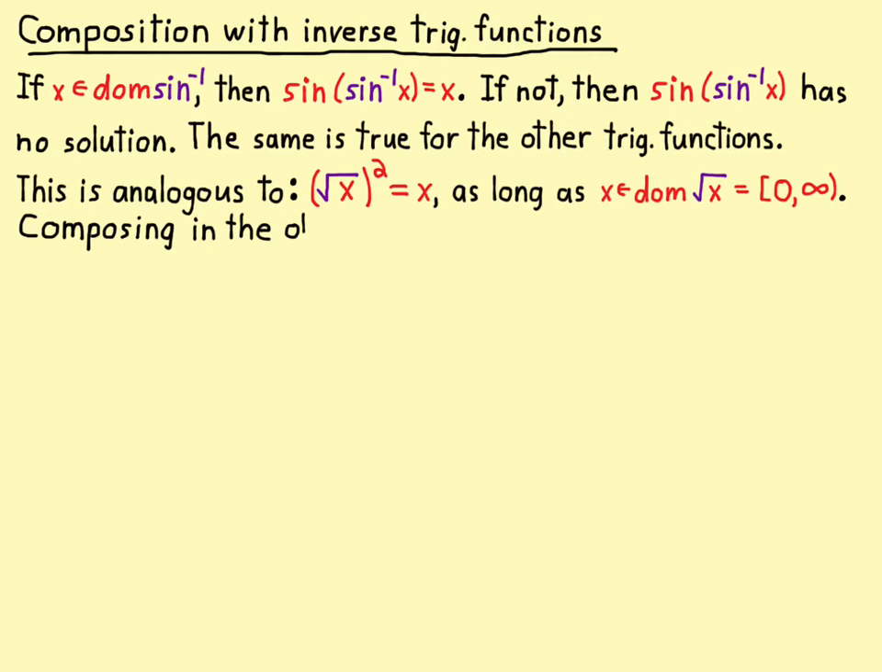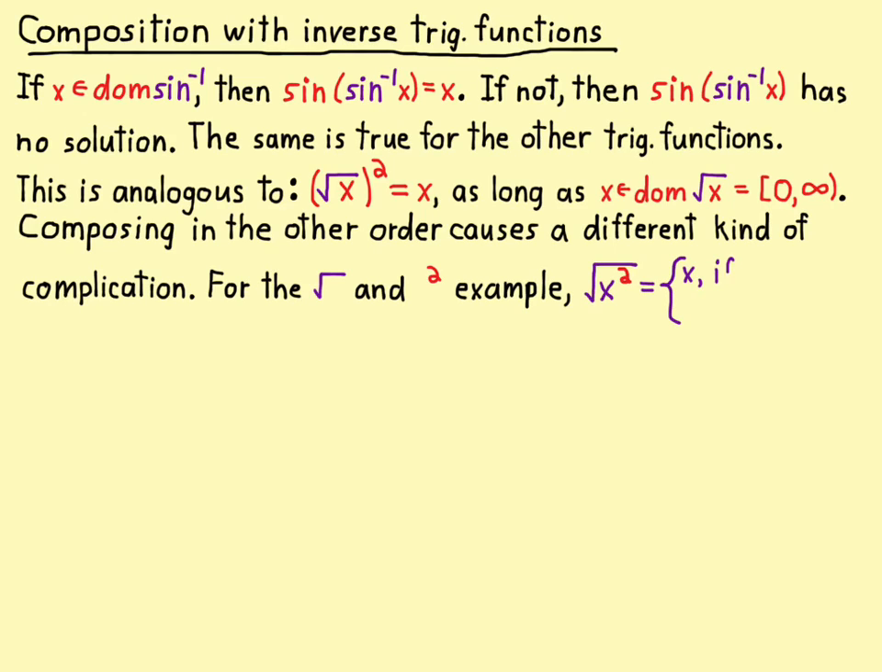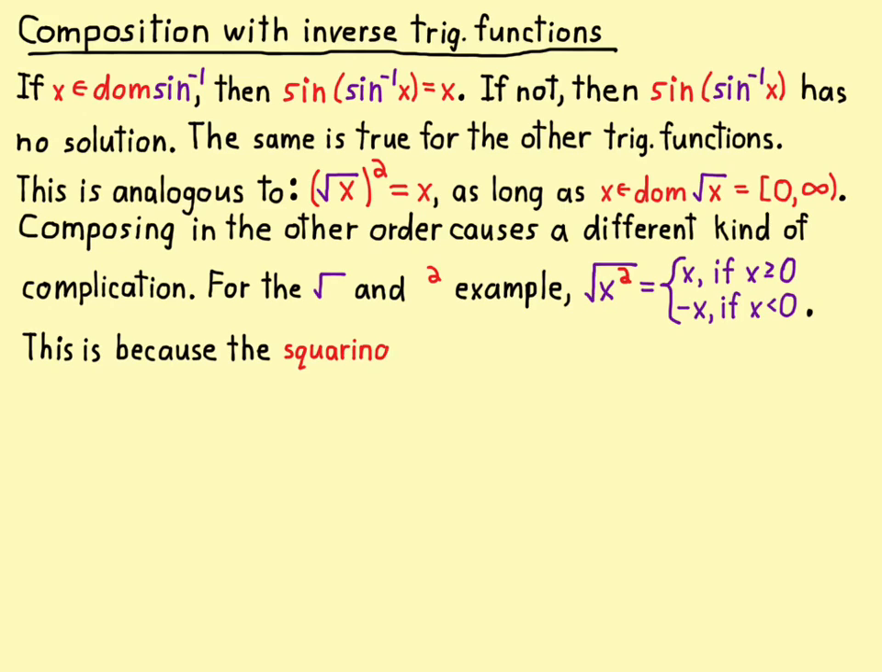So composing in the other order causes a different kind of complication. For the square root and square example, square root of x squared equals x if x is greater than or equal to 0, or the opposite of x if x is negative. In other words, square root of x squared is the absolute value of x. But there are two rules. This is because the squaring function is not one-to-one.